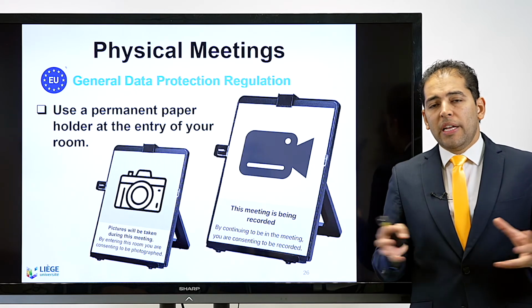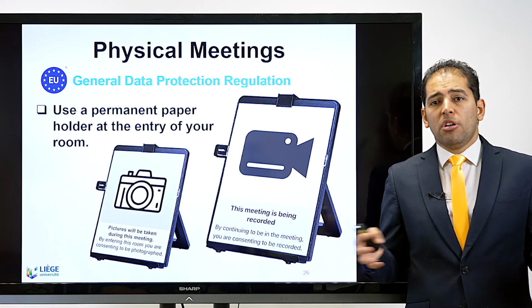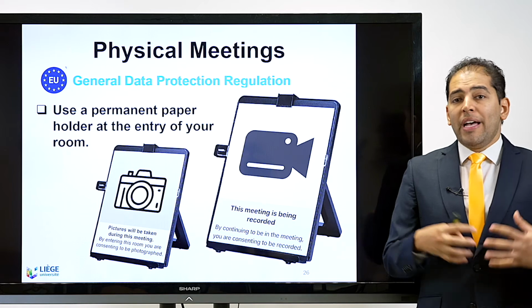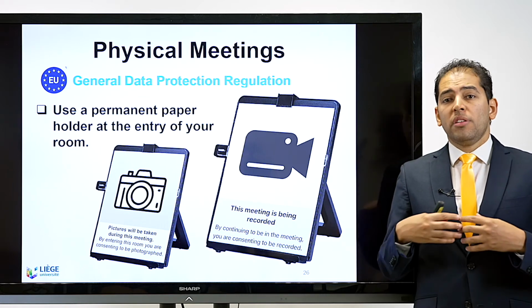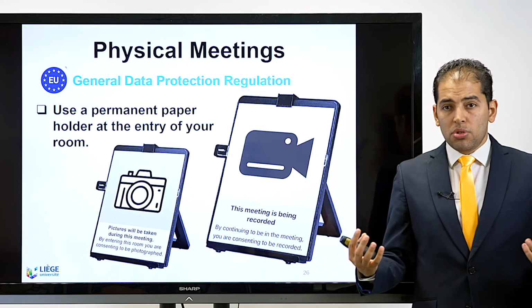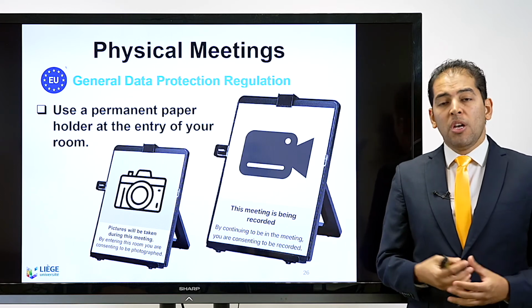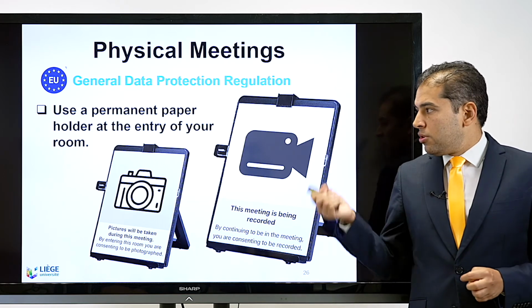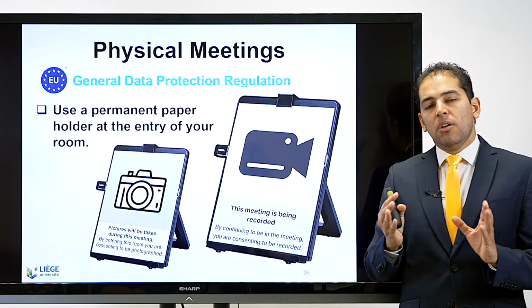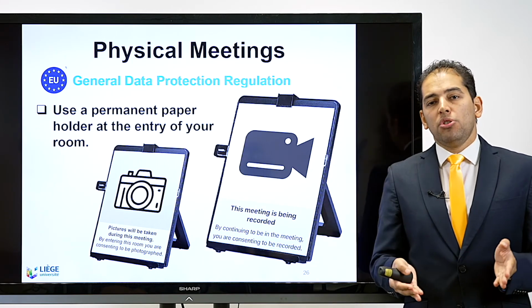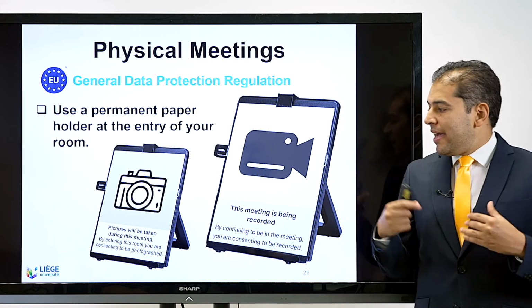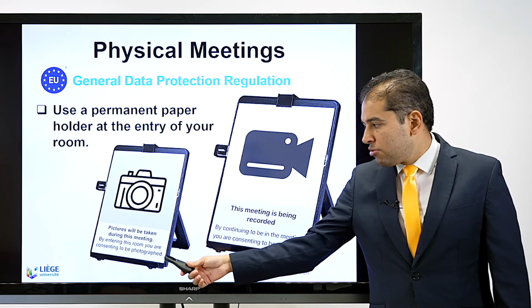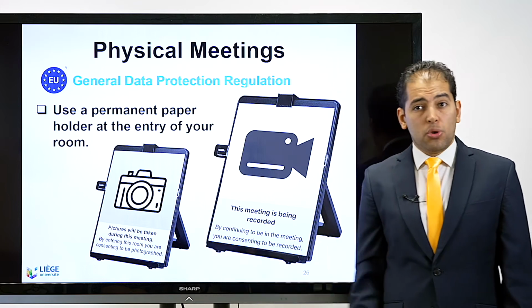If you are organizing an event, you have a seminar, you have a workshop, you have a cocktail, whatever, and there are people invited to attend it, and during this event you are going to take pictures, or you are going to do some video shoots, or you are going to record the whole event, whether in a physical format or in an online format, we always advise you to have a permanent holder at the entry of the door of the event, and preferably also you send an email to participants beforehand and you inform them. For example, you tell them pictures will be taken during this meeting. By entering this room, you are consenting to be photographed.